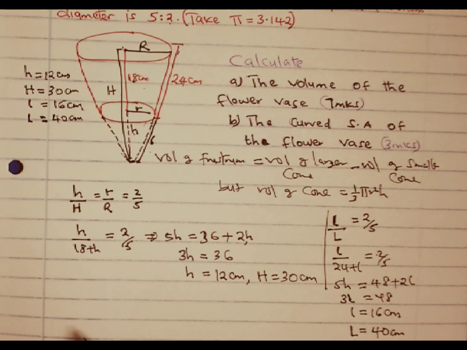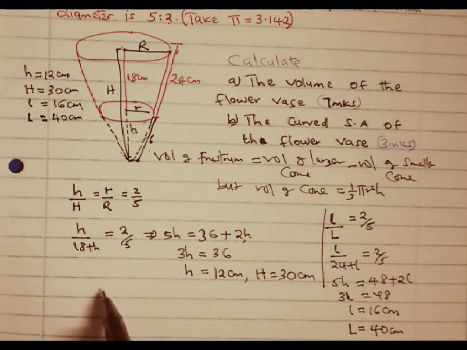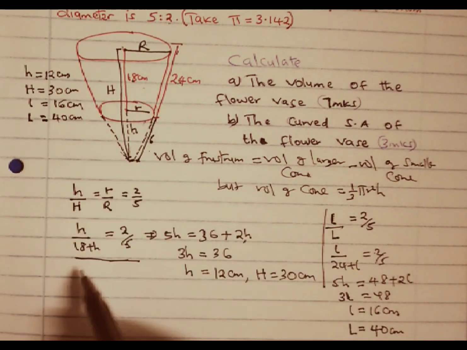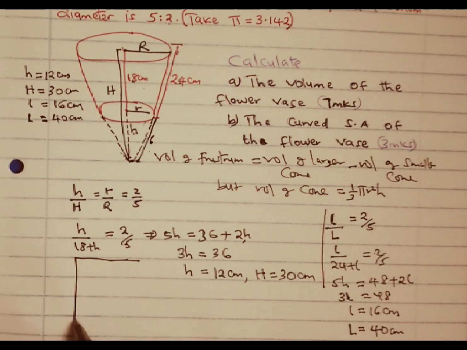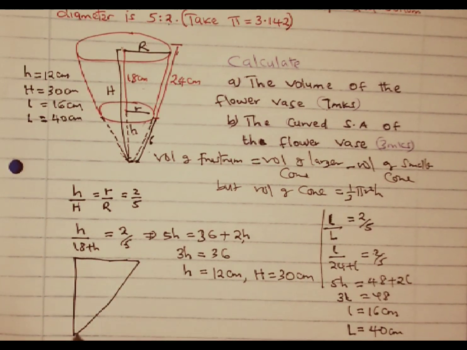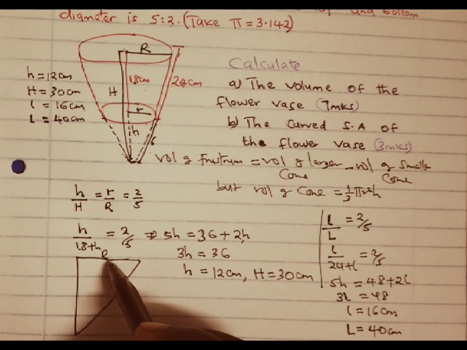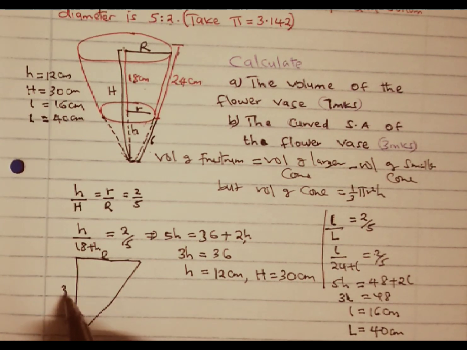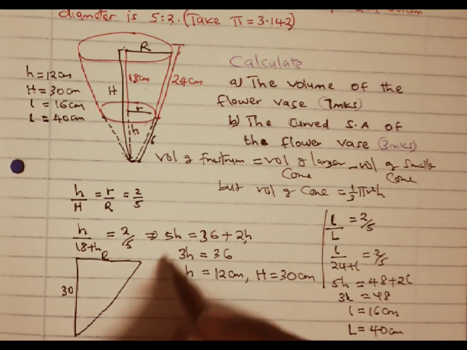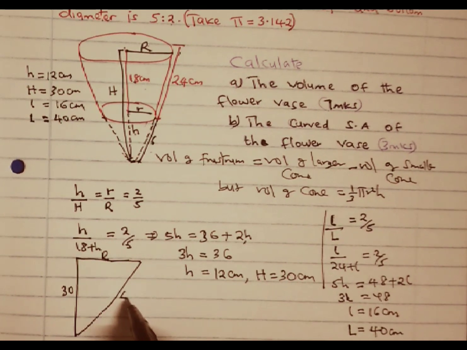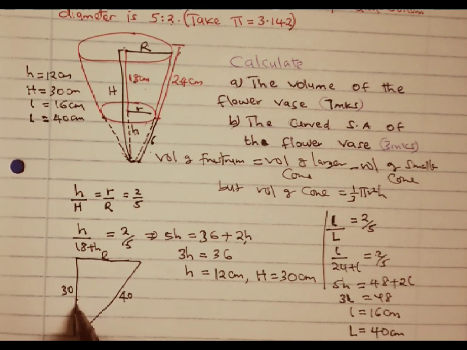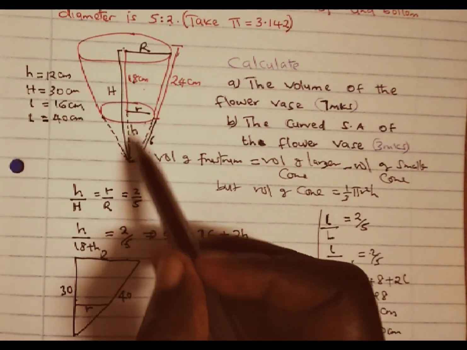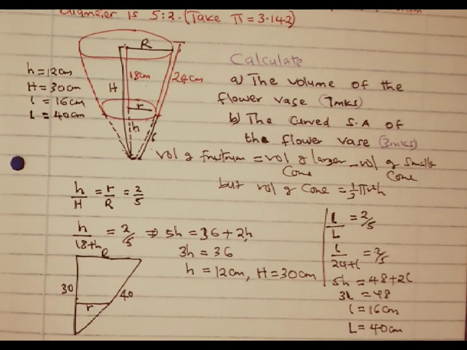And for us to get these two, we are going to use the right angled triangle. This is our big radius. We have already calculated the total height of the original cone, which is 30, and the slant length has also been calculated as 40. We do not have the radius of the smaller cone and also the radius of the bigger cone.